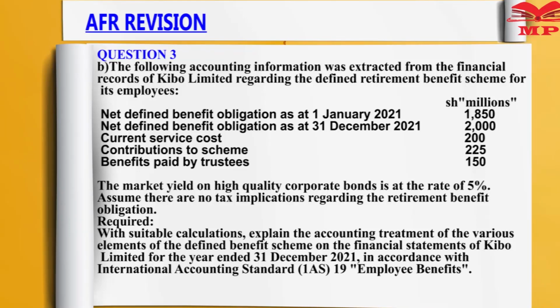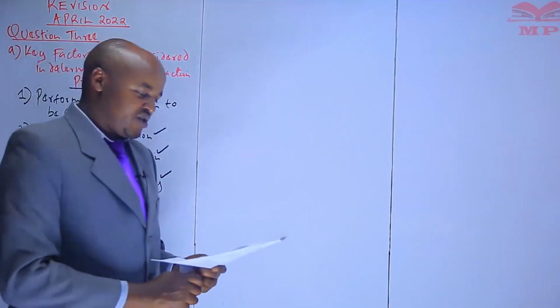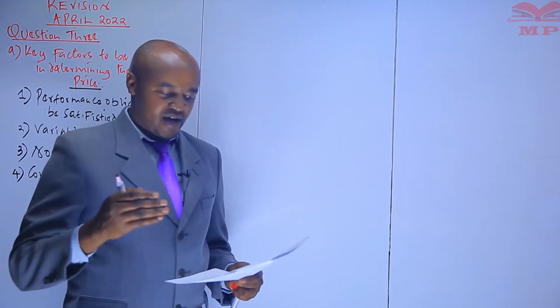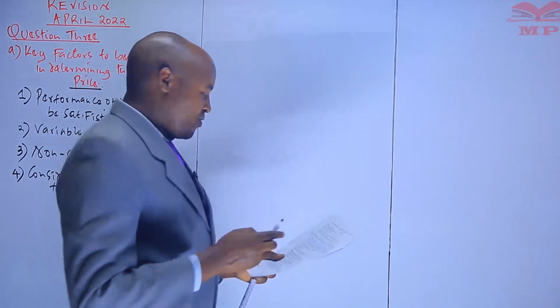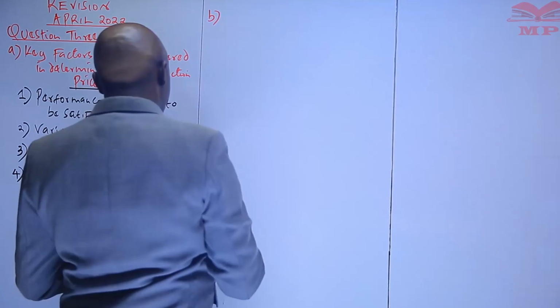What the examiner required is, with suitable calculations, to explain the accounting treatment of the various items of the defined benefit scheme in the financial statements of Kibo Limited for the year ended 31st December 2021, in accordance with IAS 19, which governs employee benefits. So this is part B of the question, which required us to explain the accounting treatment of various items in the financial statements of Kibo Limited.